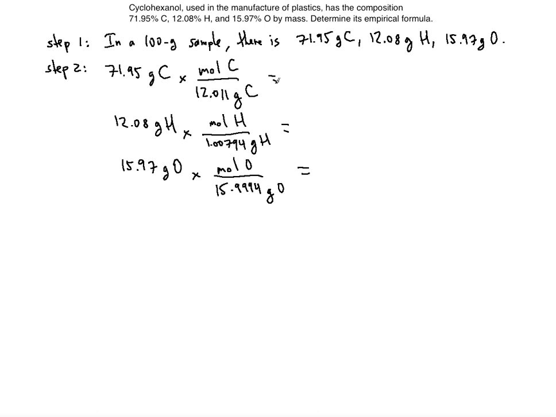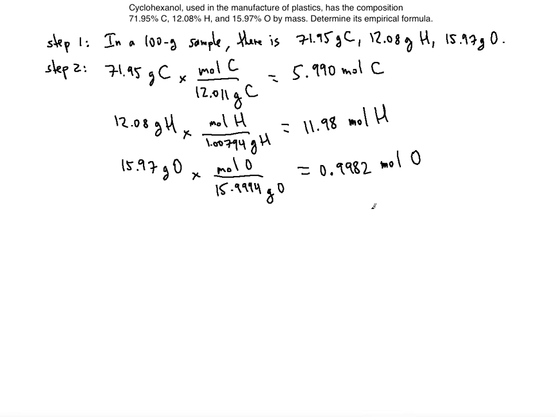Okay, so using the calculator, I'm getting 5.990 moles of carbon, and then for the second one I'm getting 11.98 moles of hydrogen, and for the last one I'm getting 0.9982 moles of oxygen, rounding to 4 significant figures, as you can tell.